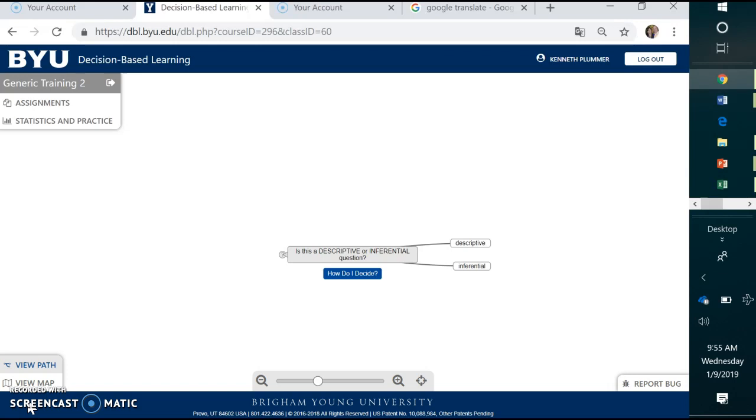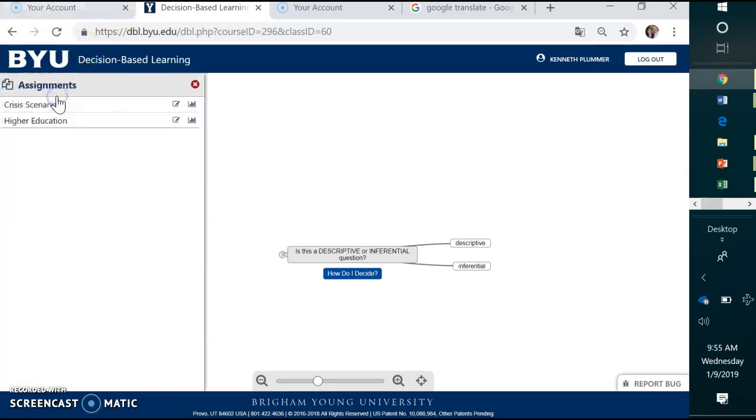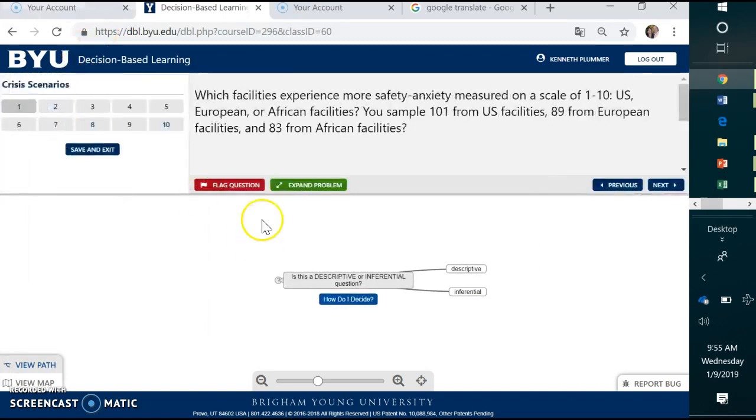I have my student here, Chris Cardenas, and we'll start with a scenario that we will read. And Chris, could you read that for us? Yeah, sure. Which facilities experience more safety anxiety measured on a scale of 1 to 10? U.S., European, or African facilities? You sample 101 from U.S. facilities, 89 from European facilities, and 83 from African facilities.